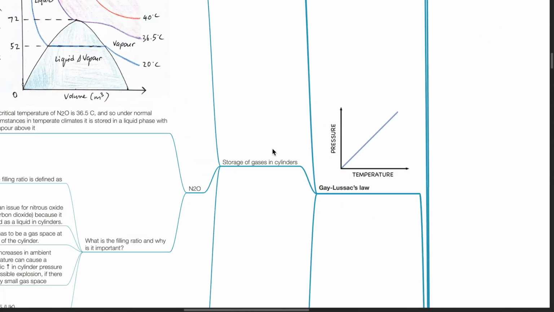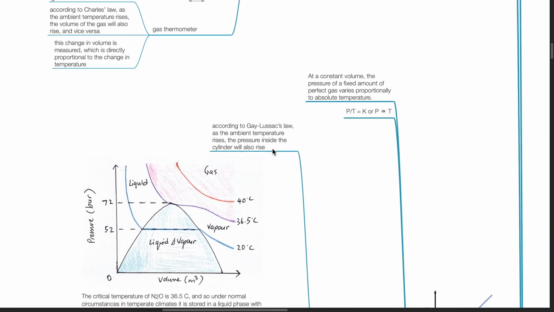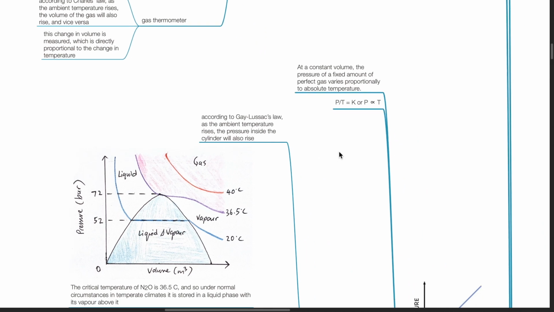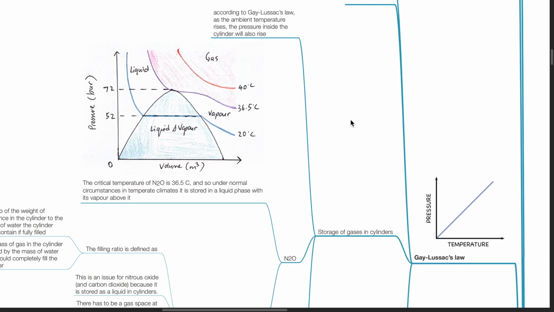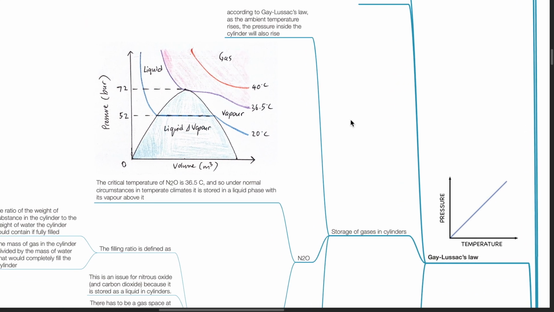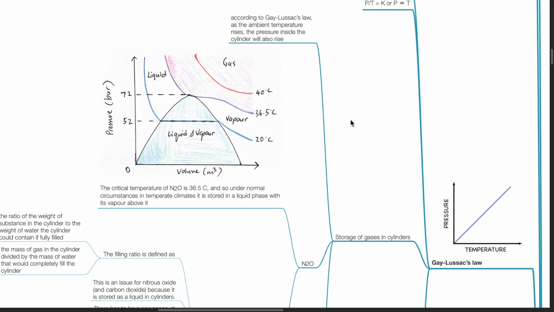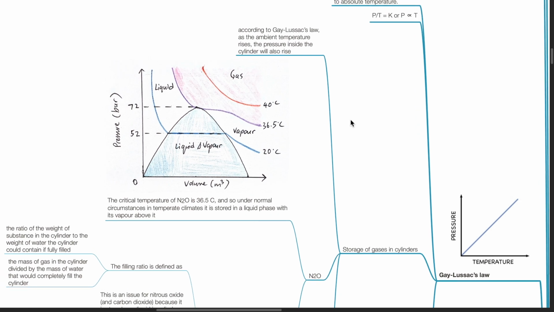Gay-Lussac's law. At a constant volume, the pressure of a fixed amount of perfect gas varies proportionally to absolute temperature. P divided by T equals K, or P is proportional to T. Clinical relevance. Storage of gases in cylinders. According to Gay-Lussac's law, as the ambient temperature rises, the pressure inside the cylinder will also rise.